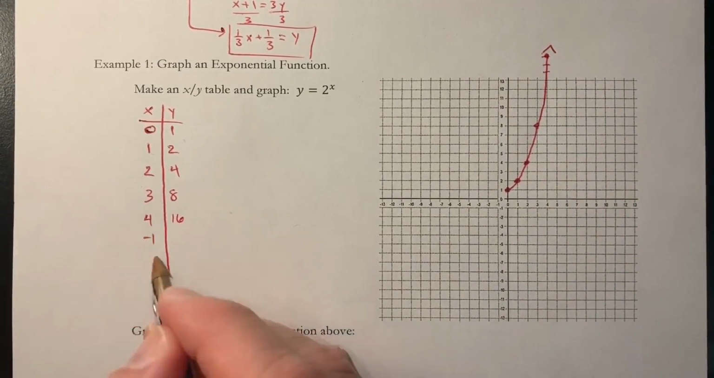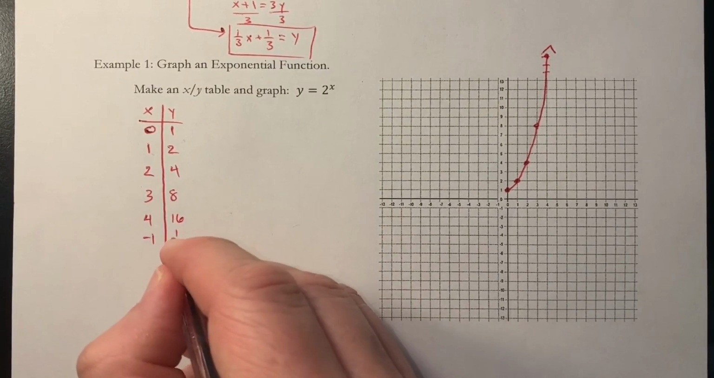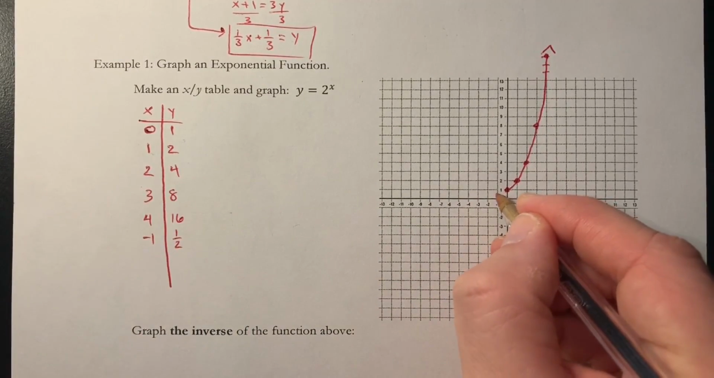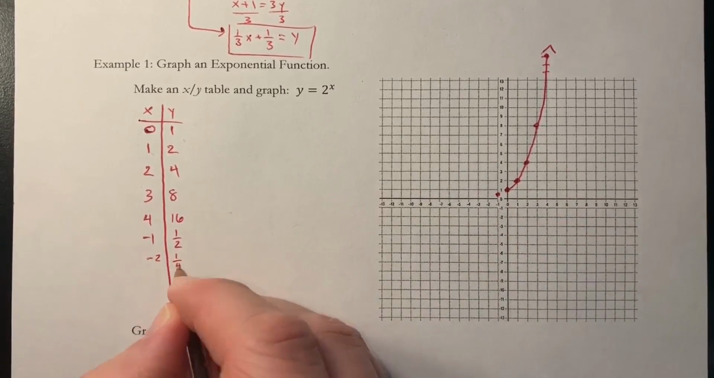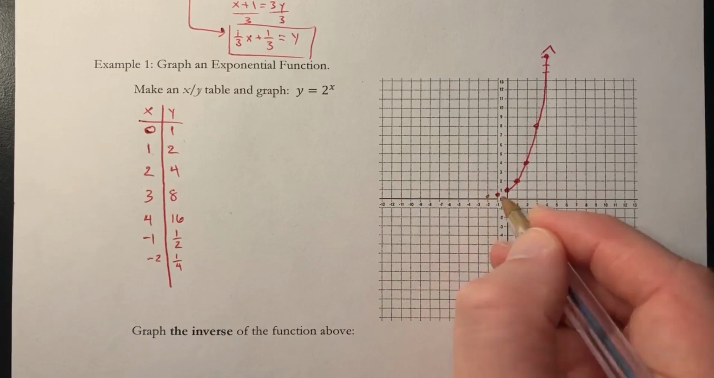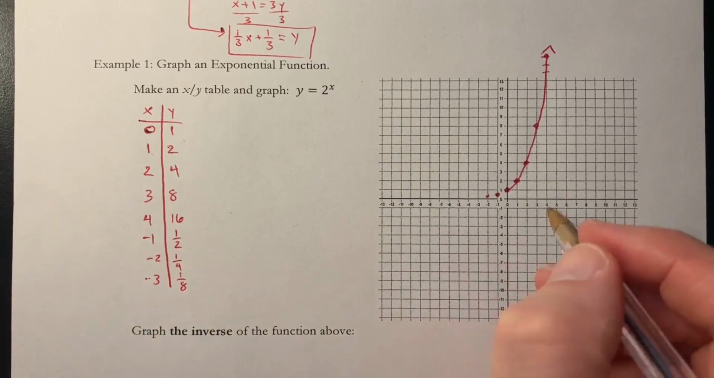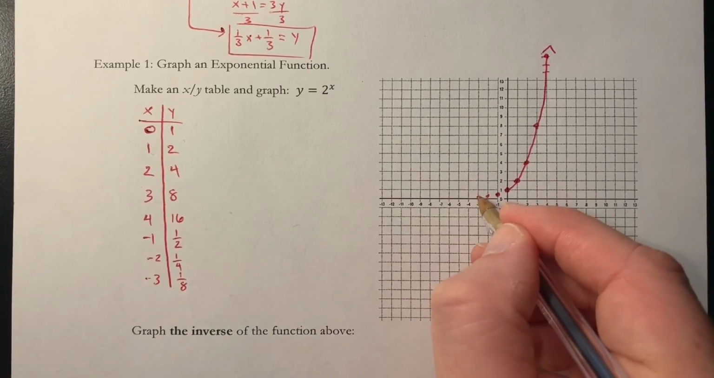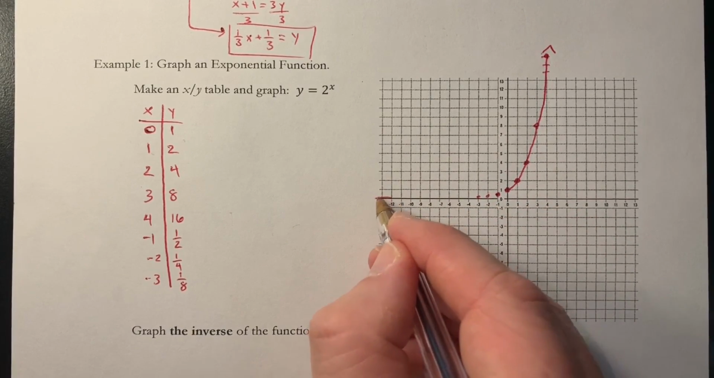And then the negative 1 power. 2 to the negative 1 power is 1/2. 2 to the negative 2 power is 1/4. 2 to the negative 3 power is 1/8. And it's just going to continue getting infinitely closer to an output of 0.